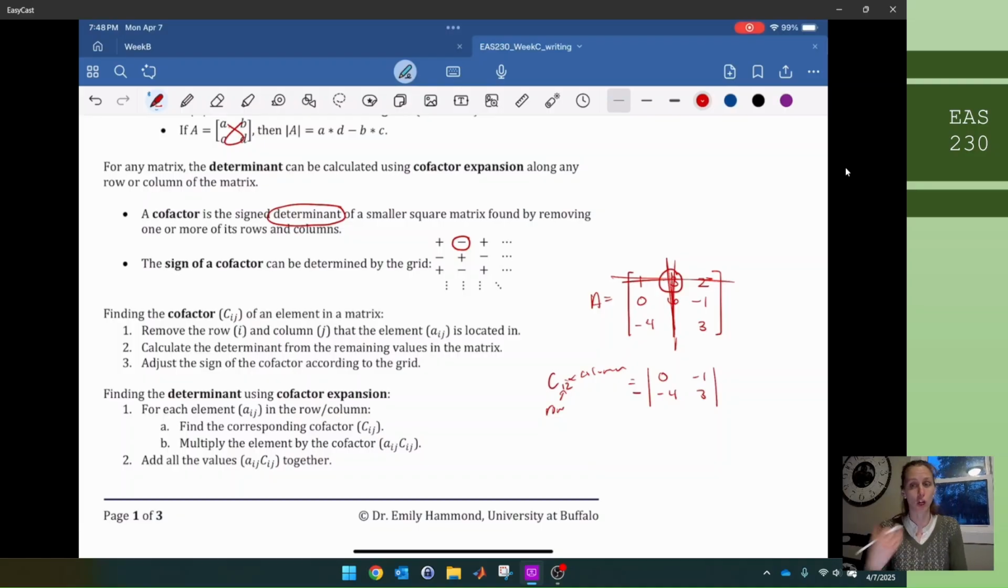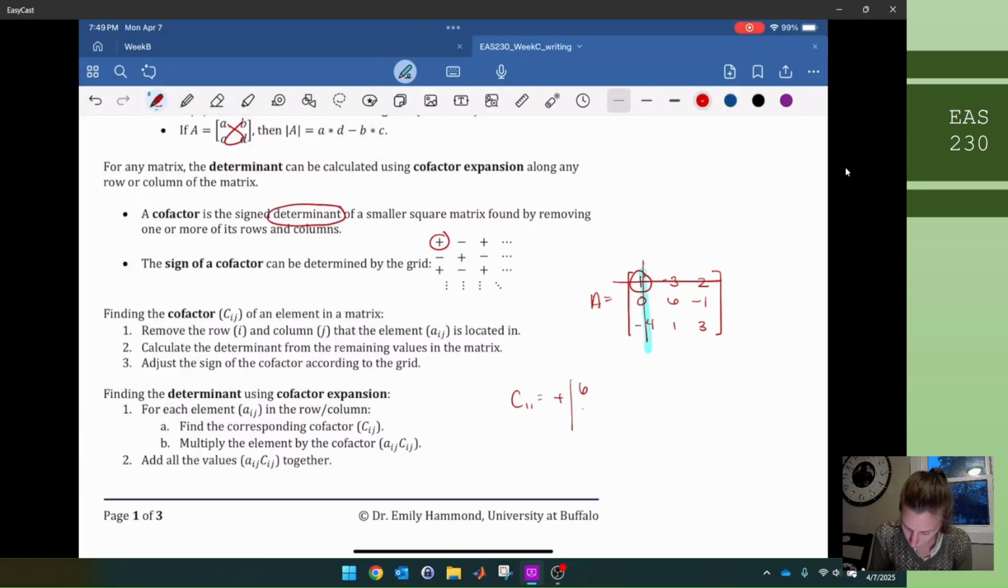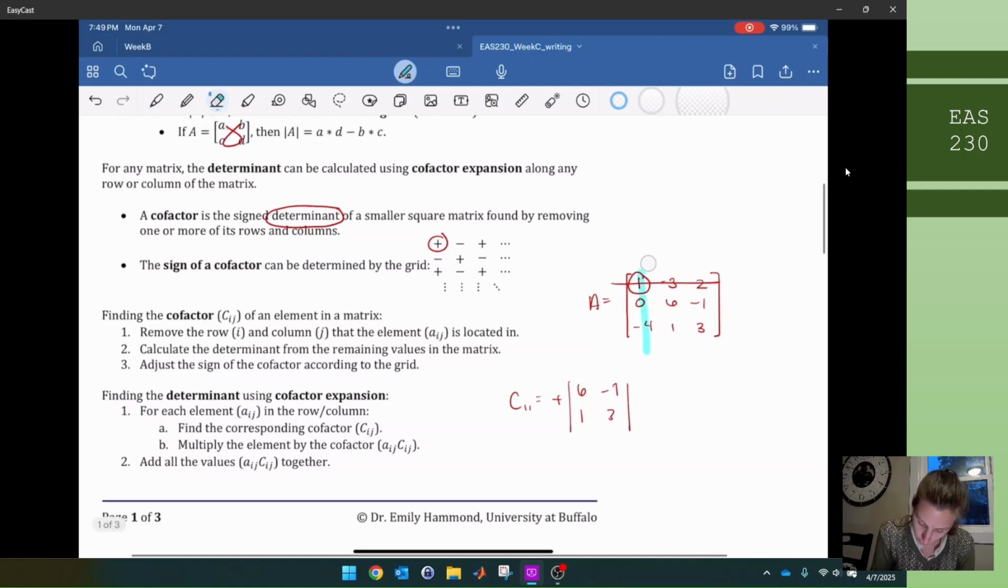And it turns out that to find the determinant of a matrix, we just pick a single row or a single column. It honestly does not matter, but we pick a single row or a single column in our matrix. So let me pick column 1. We find all the cofactors for the elements in that column. So for this element, I remove row 1, column 1. So C1, 1 equals positive from my grid here. Remaining elements: 6, 1, -1, 3. Then I do the cofactor of this element here.